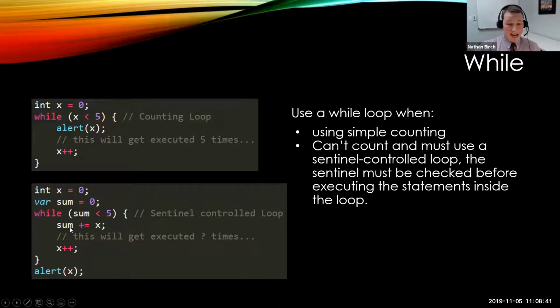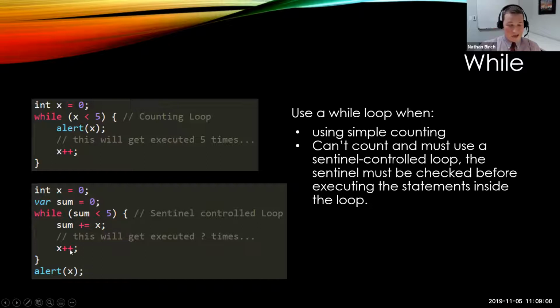I'll add x onto sum, which will increment sum, but x is the one that's basically counting up from 0, okay? And then as we count this, we'll just add x onto sum. And so looking at this at a glance, I don't know exactly how many times this would execute, okay?